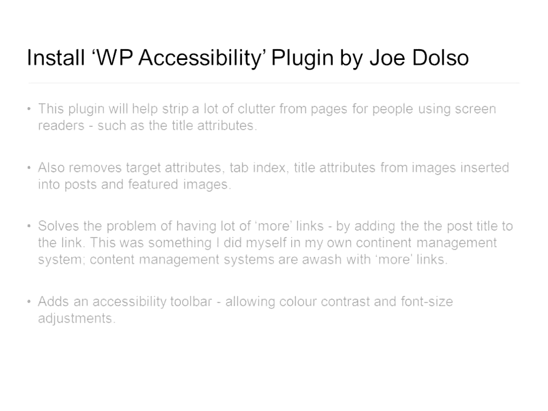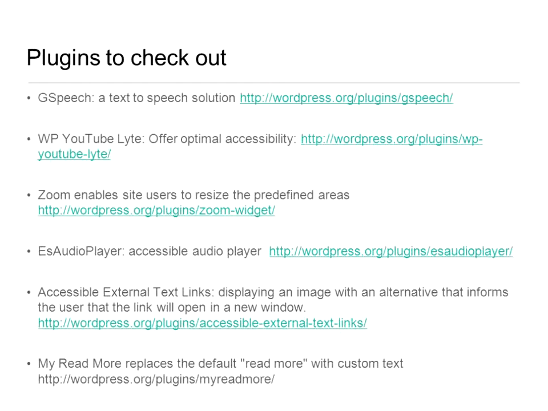I've told you about the WP Accessibility plugin. It solves the problem of having lots of extra links, cuts out a lot of rubbish, removes target attributes, tab index, and so on. You can look at it in your own time. And it adds an accessibility toolbar. These are some other plugins that I thought might be quite useful for you to know about.